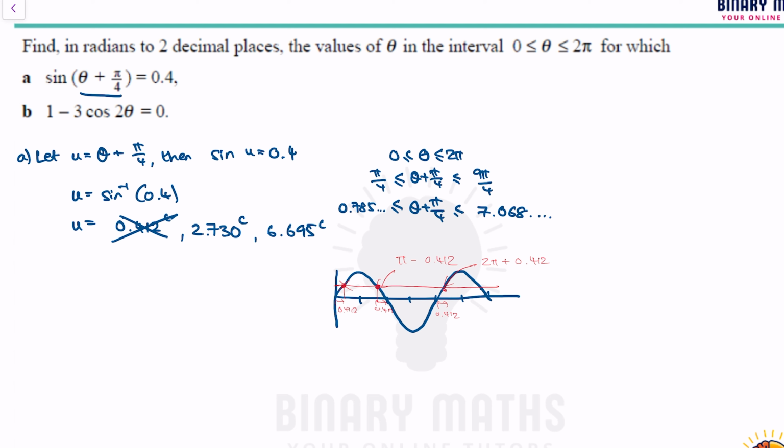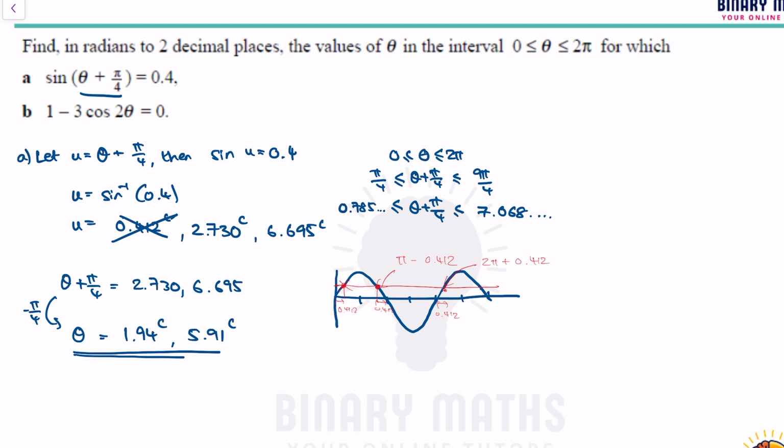So that means theta plus pi over 4 is equal to 2.730 and 6.695. So if I want to find theta, I need to subtract pi over 4, which means I get 1.94 to 2 decimal places when I subtract pi over 4 from 2.730, and I get 5.91 radians when I subtract pi over 4 from 6.695. So those are my two solutions.